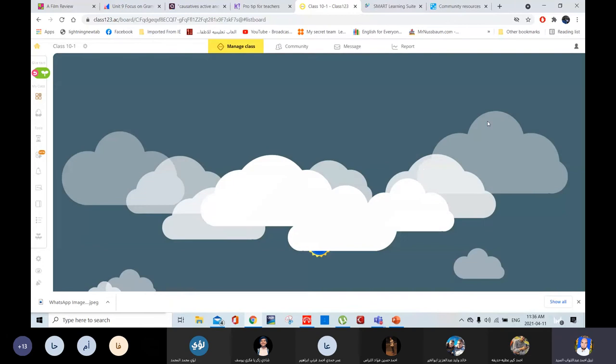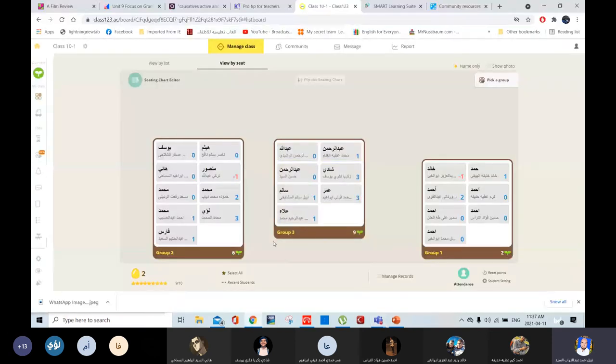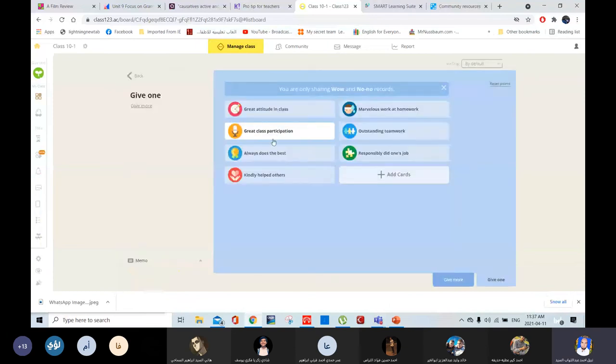So, okay, the right answer: In spite of his injury, the captain of the team will play the final match. Okay, let's see. Hani Sayed, number four. Even though the footballer was not fit, he could score a fantastic goal. Even though, yes, very good. Hani will get a star. Good, Hani.